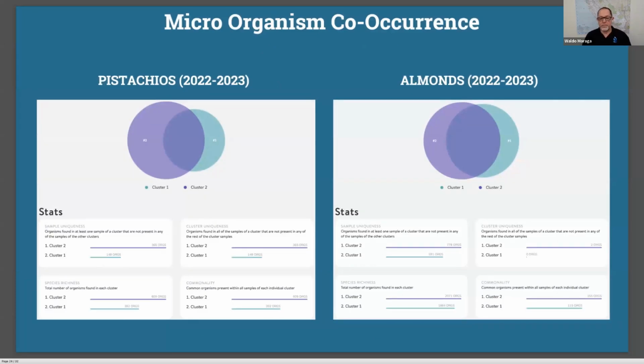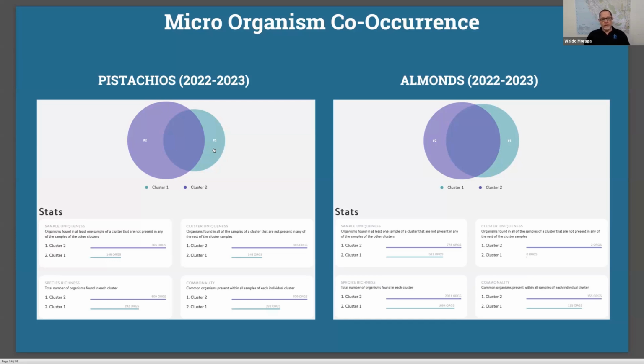And here is something very interesting to understand. These two circles represent, the green one the first sample, and the second one the second sample. For example, on the pistachios, you can see the total microorganisms in the first sample, that means March 22, there was this universe of samples.